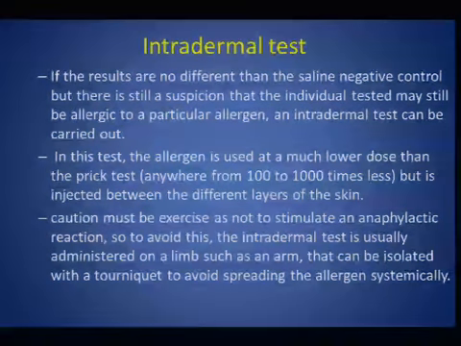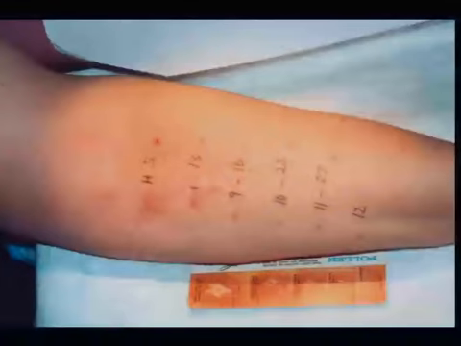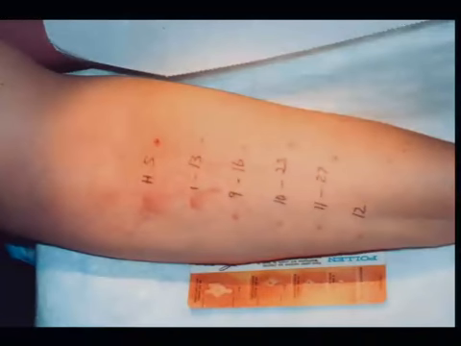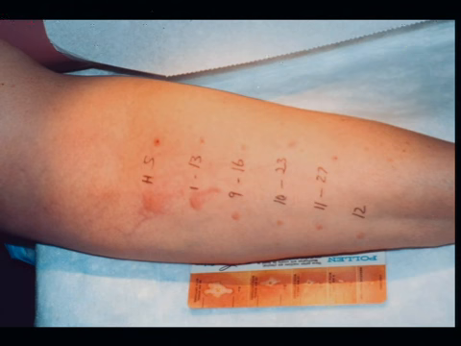But anyway, this is the typical prick test where here is the histamine control. You see a reaction here. And here is the negative control. There's no reaction. And there are various degrees of response to, I don't know what these allergens are, but just to give you an idea that obviously this person is allergic to this particular allergen. And this is very simply done in an office.